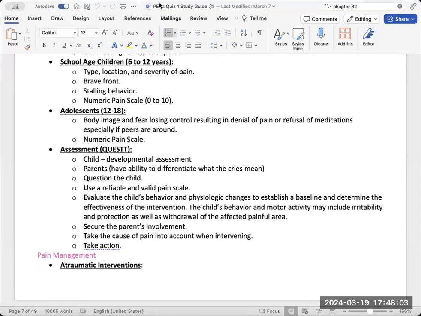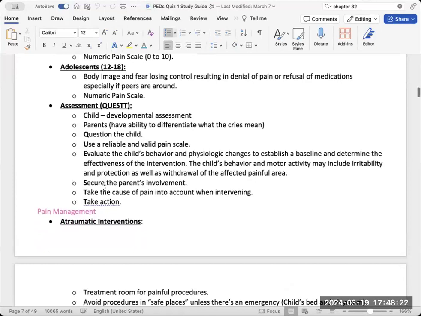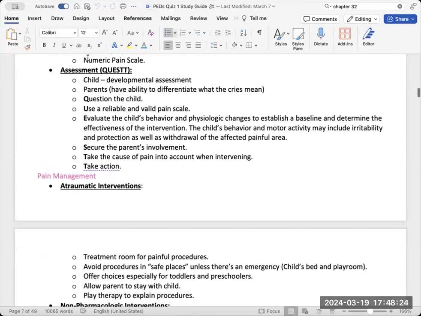And this results in denial of pain. They might refuse medications if peers are around because they don't want to look bad, so peers could influence them. They're also scared to lose control, so they might try to say, "Oh, no, I'm okay. Nope, this is fine." And if we want to assess pain, a good assessment is called QUEST.